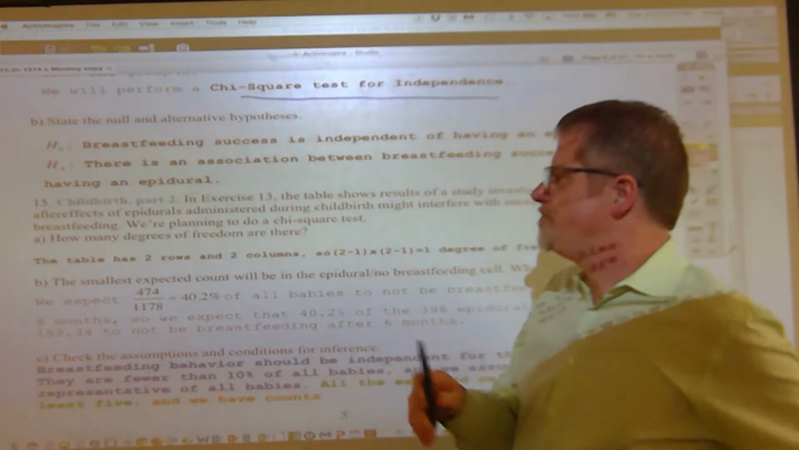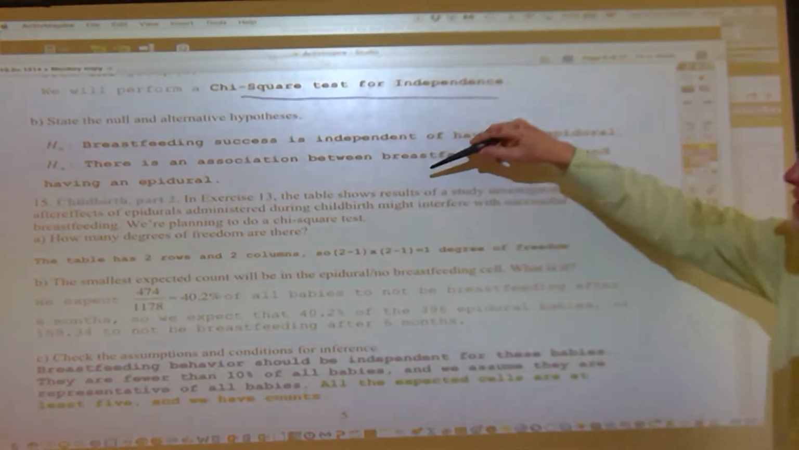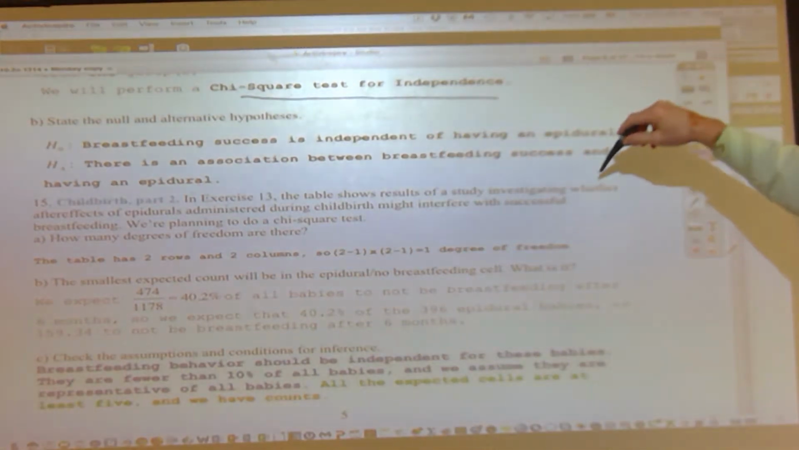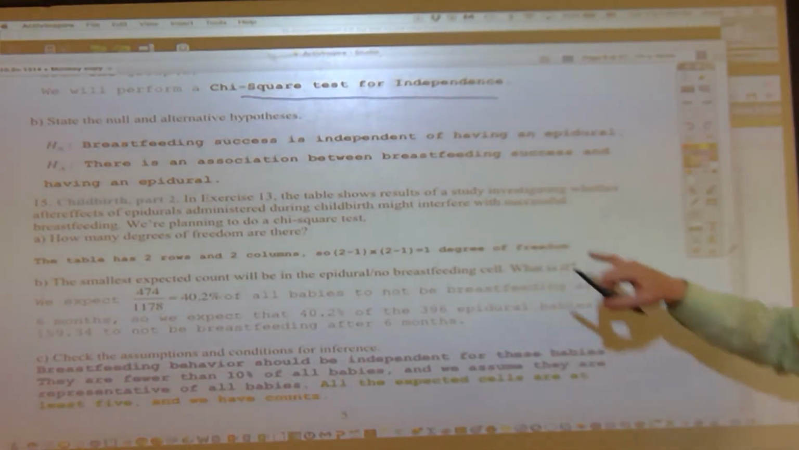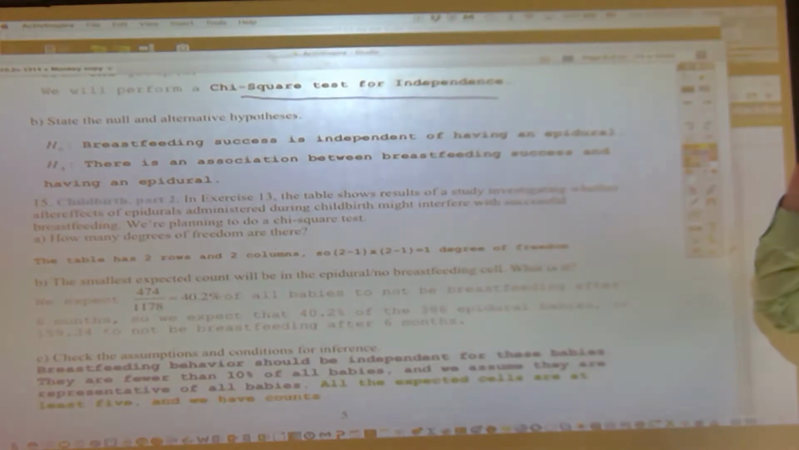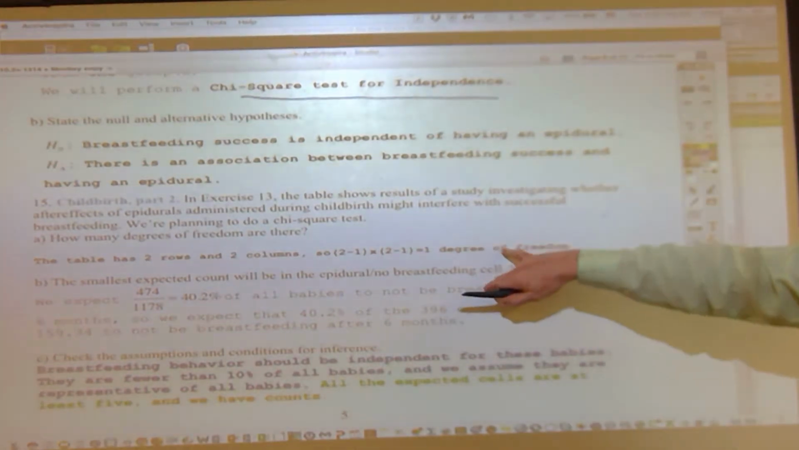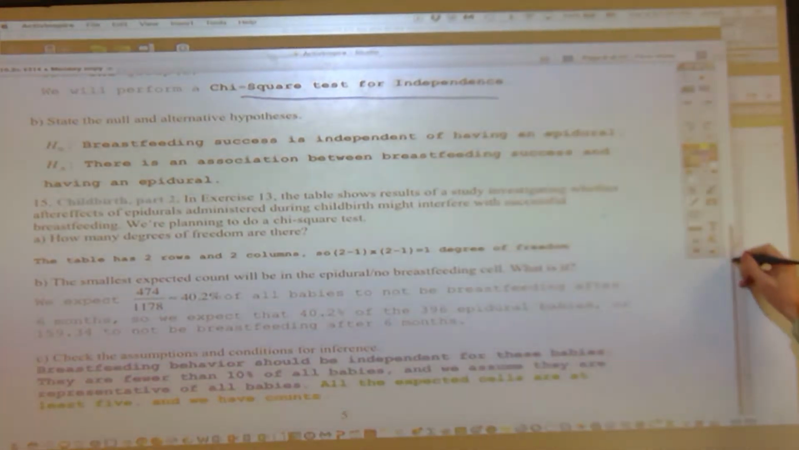Now, in part 2, we refer back to exercise 13. The table shows the results of the study, whether the after effects of epidurals administered during childbirth might interfere with successful breastfeeding. We're planning to do a chi-square test. How many degrees of freedom? Okay, we did do this yesterday. We calculated degrees of freedom.